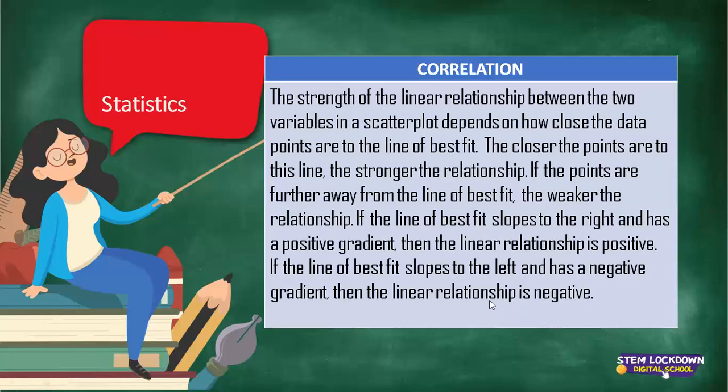And then a negative relationship will imply an inversely proportional relationship. What does that mean? It means that as one variable increases, the other decreases, or as one decreases, the other increases.